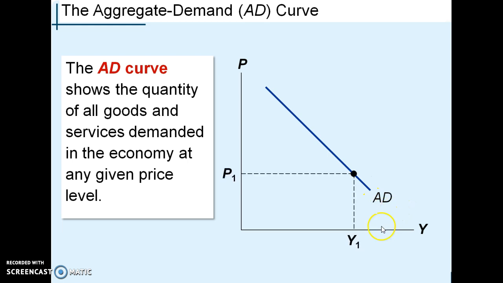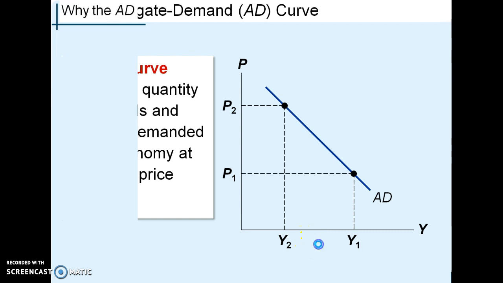You can just see here that as prices go from P1 to P2, your GDP falls. So we want to explain that. Or if prices went from P2 down to P1, price levels are lower, your GDP increases. So there's going to be three effects or three reasons for this.